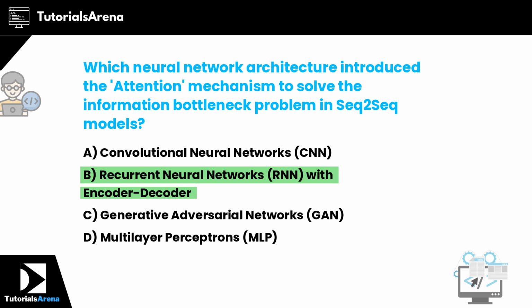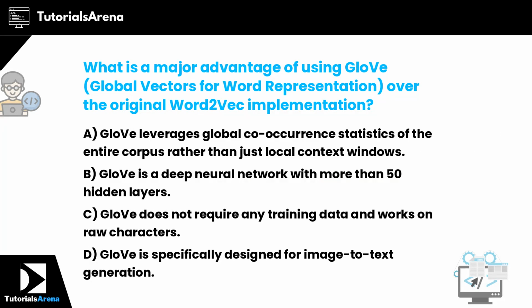The correct answer is option B, recurrent neural networks, RNN, with encoder-decoder. What is a major advantage of using Global Vectors for word representation over the original Word2Vec implementation?